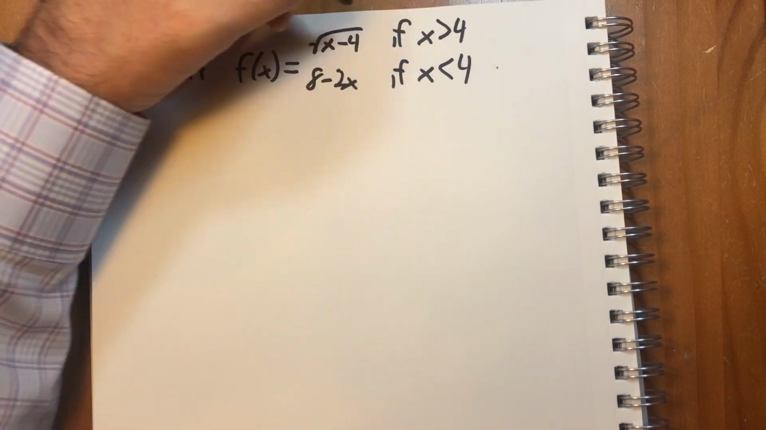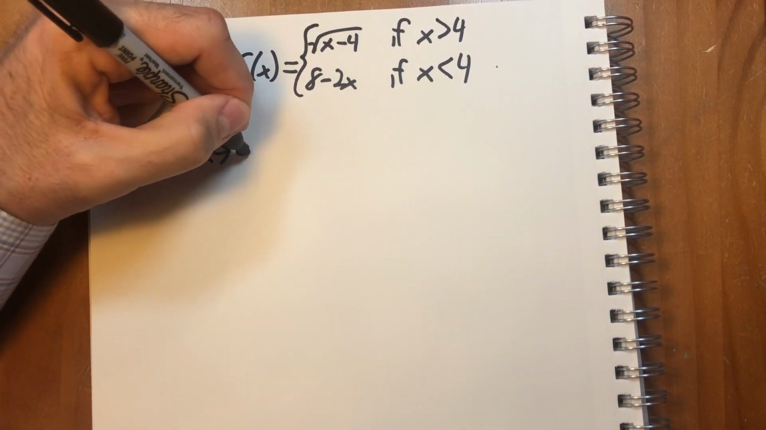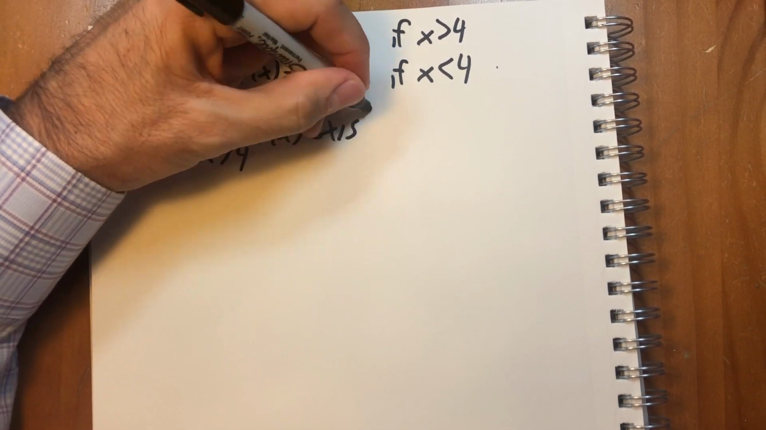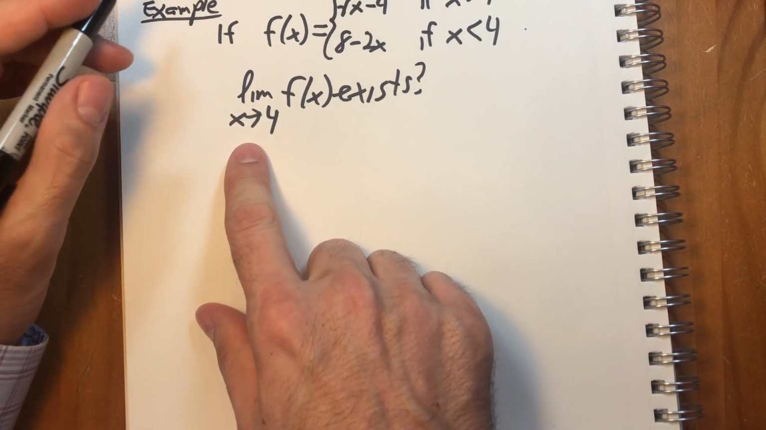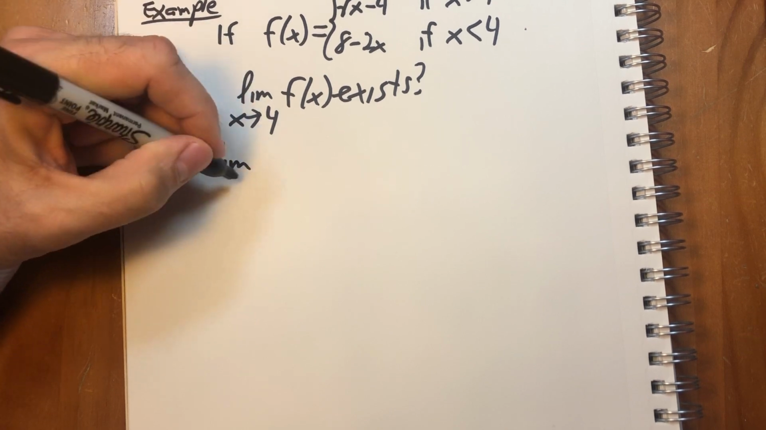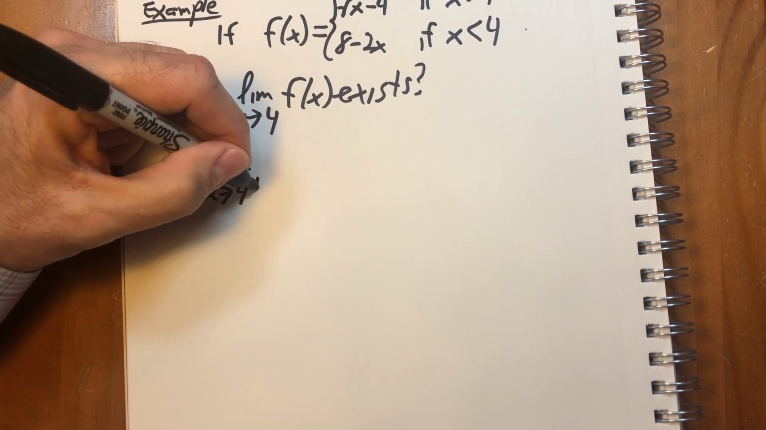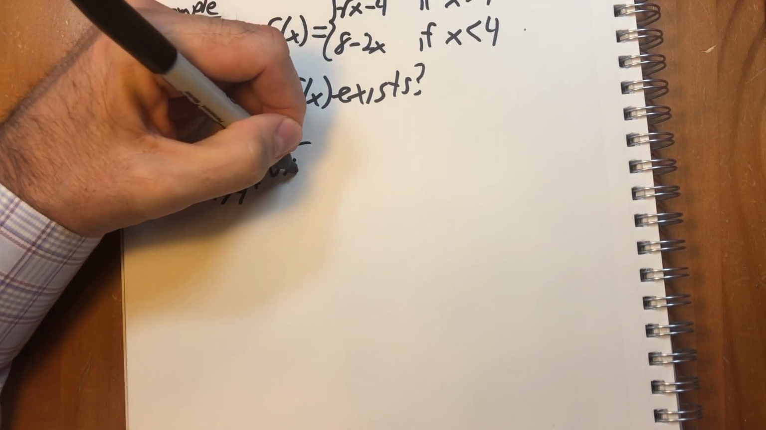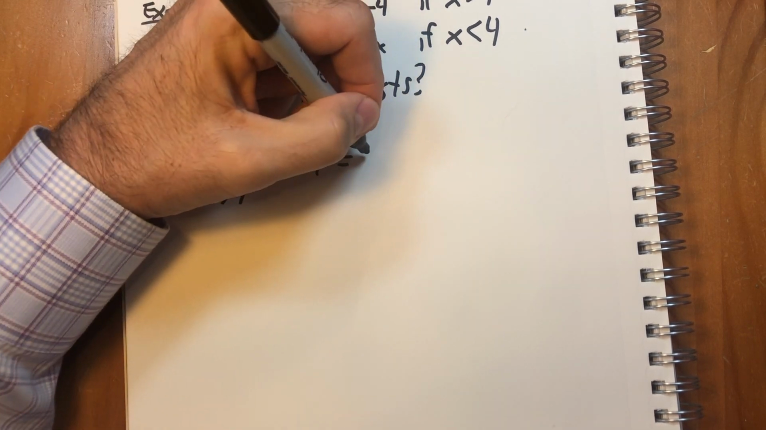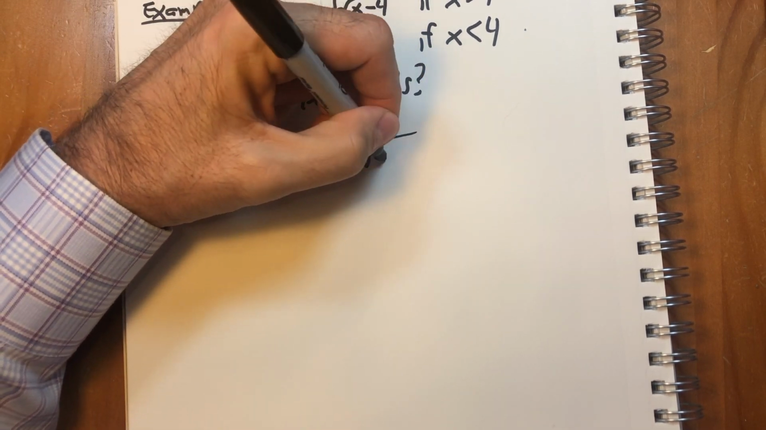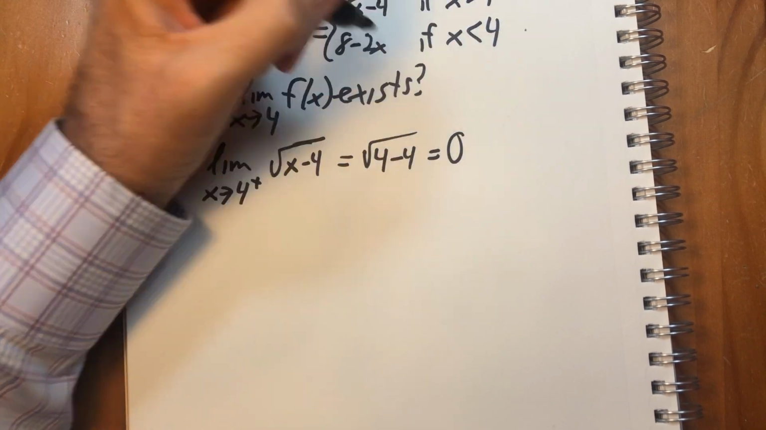Let's look at one more example. If f of x equals the square root of x minus 4 if x is greater than 4, and 8 minus 2x if x is less than 4, determine whether the limit as x approaches 4 of f of x exists. Okay, so again, let's look at the one-sided limits. So if we look as x approaches 4 from the right, then we have the square root of x minus 4, and that equals the square root of 4 minus 4 equals 0.